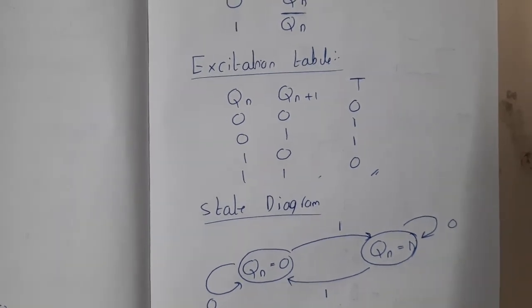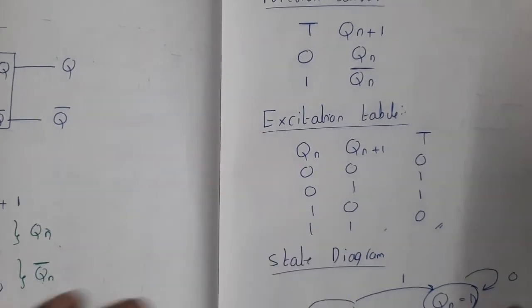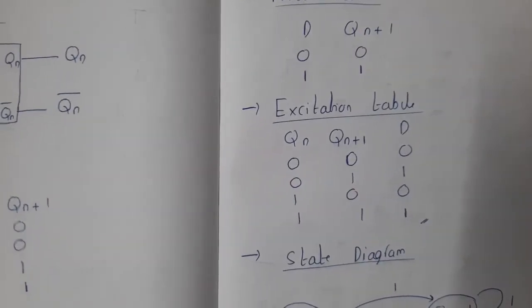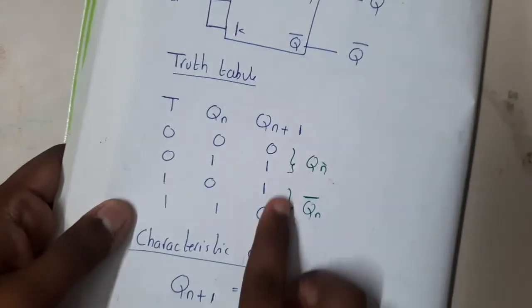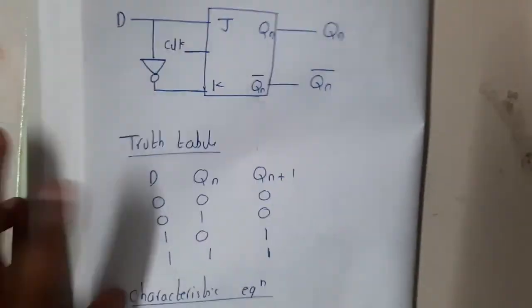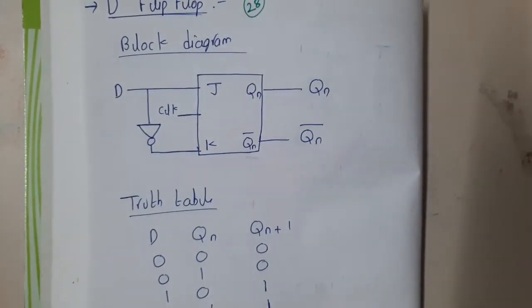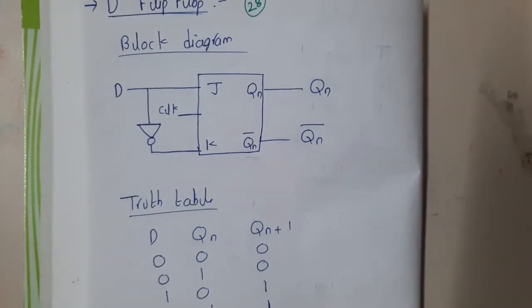In the next lecture, let us discuss our last flip-flop, that is the D flip-flop. If you observe here, two cases have been skipped, right? Those two cases are covered in this D flip-flop. So in the next lecture, let us continue with the D flip-flop.